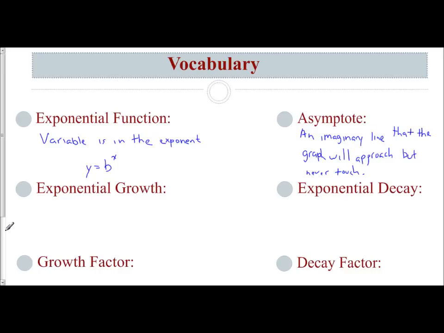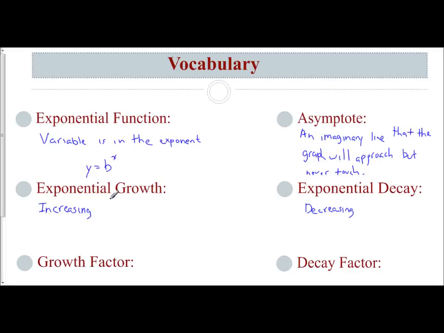Then we have exponential growth and exponential decay. These are our two types of exponential functions. Exponential growth means that your exponential function will be increasing. Exponential decay means your exponential function will be decreasing.